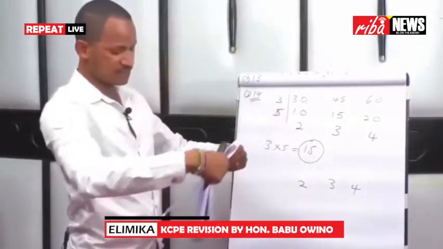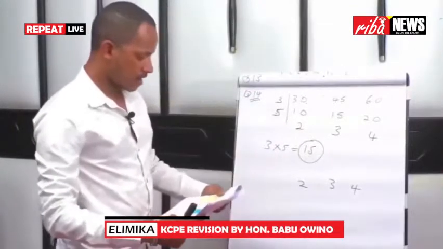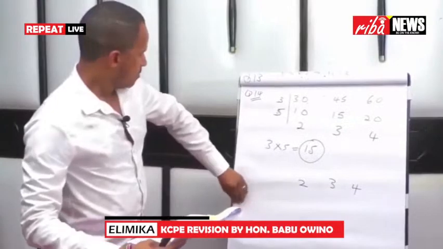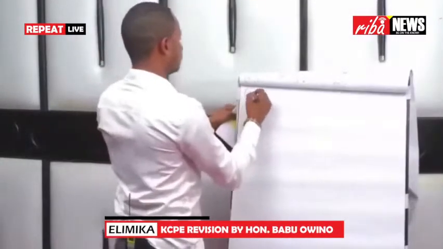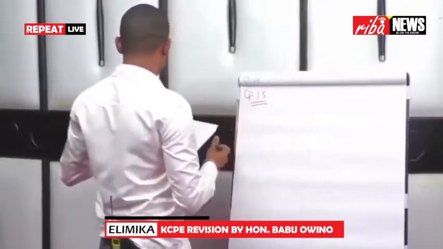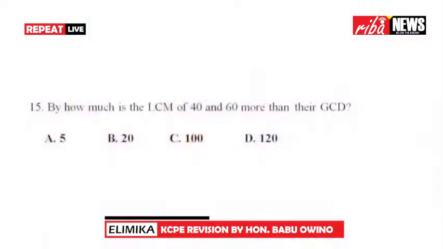Question 15. By how much is the LCM of 40 and 60 more than their GCD? By how much difference? First of all, get the LCM.